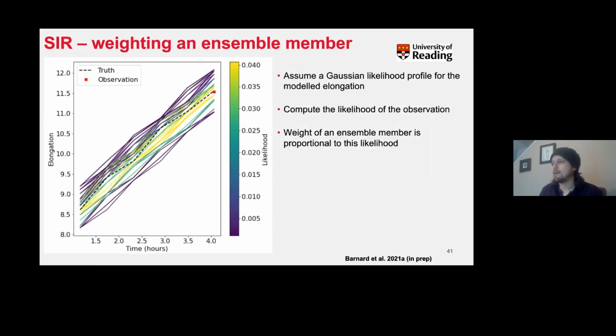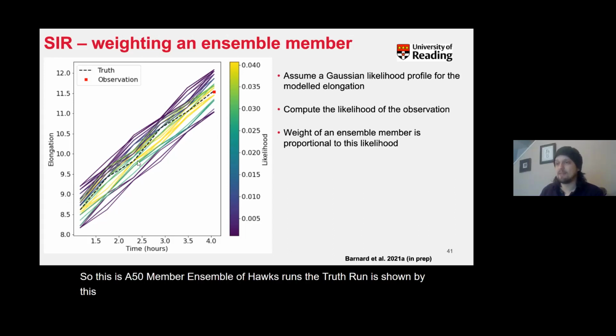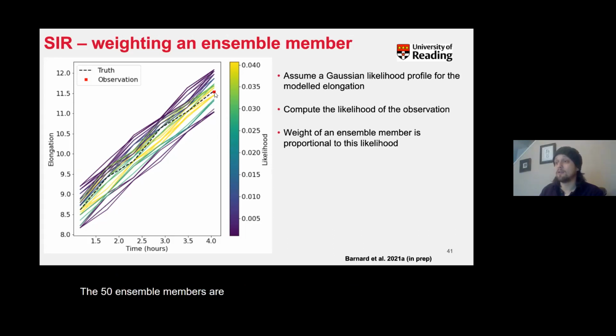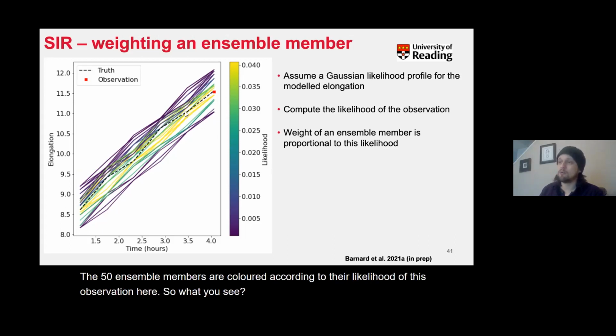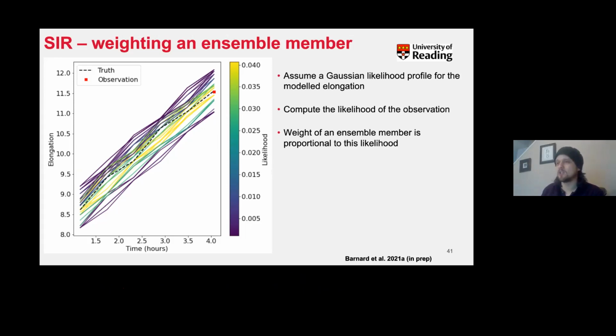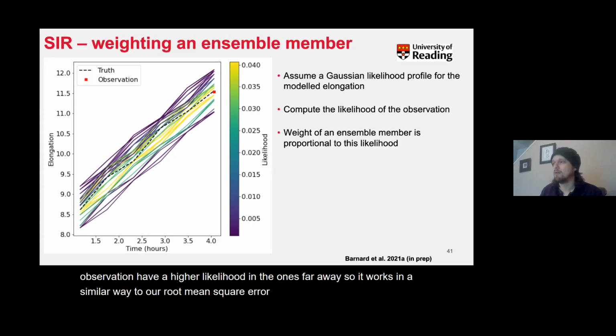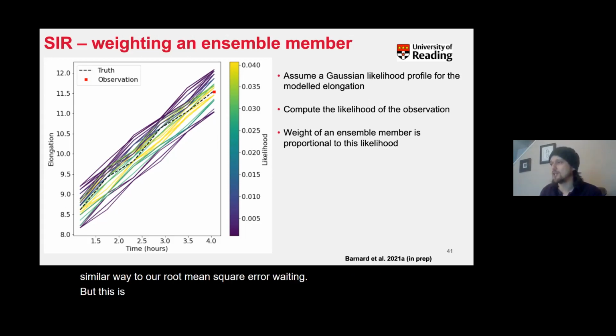So this is a 50-member ensemble of HUXt runs. The truth run is shown by this black line. That is what we're trying to recreate. The 50 ensemble members are colored according to their likelihood of this observation here. What you see is that the elongation profiles which are closer to this observation have a higher likelihood than the ones far away. So it works in a similar way to our root mean square error weighting, but this is more easily done sequentially.